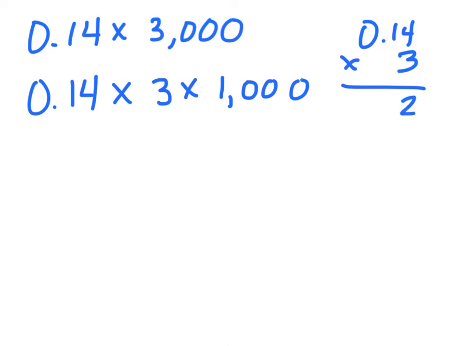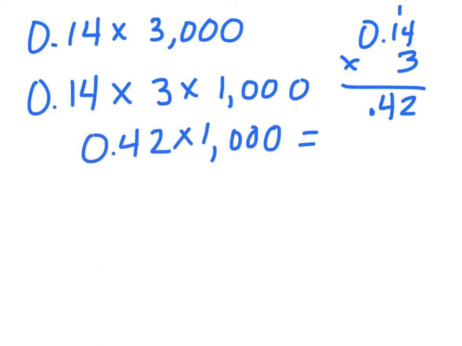3 times 4 is 12, carry the 1. 3 times 1 is 3, plus 1 is 4. Drop down our decimal, 0.42. Okay, so now we have 0.42 times 1000. Our 3 zeros are going to come in and push our numbers to the left 3 places, which will give us an answer of 420.